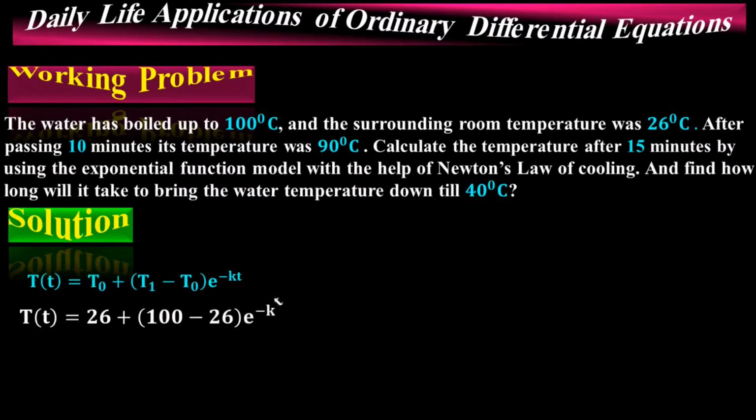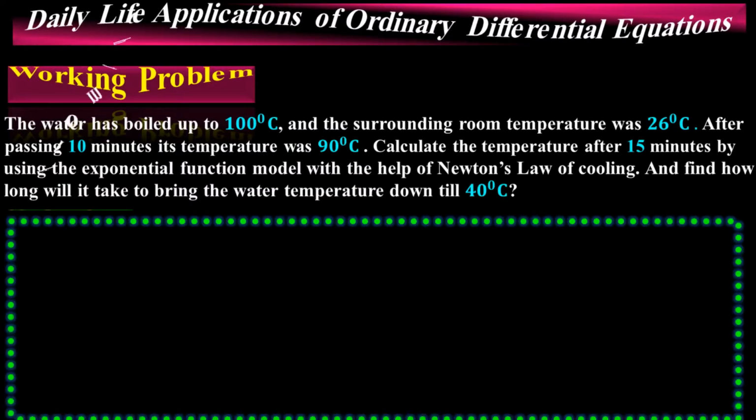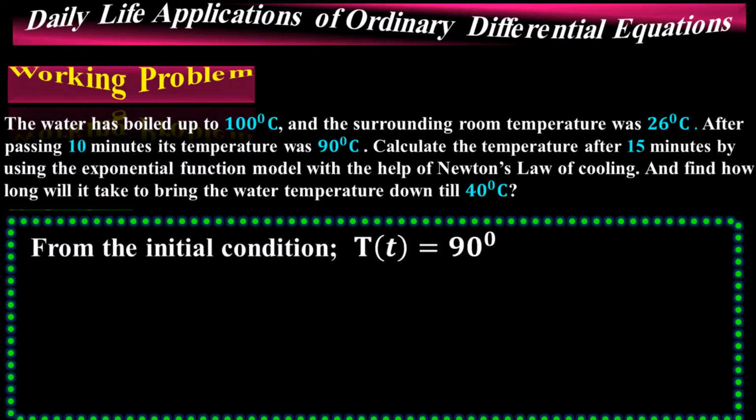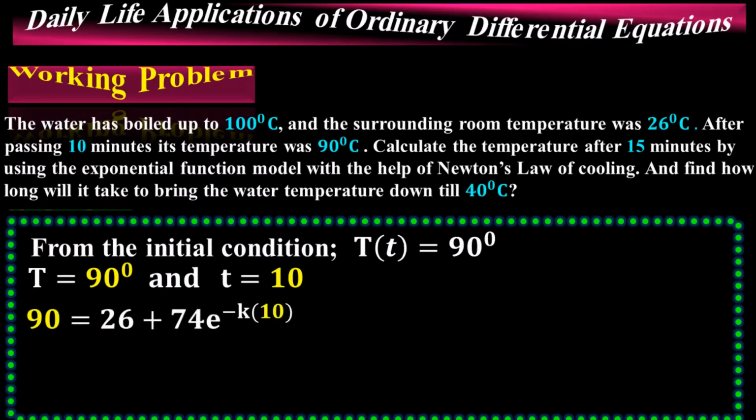So my equation is 26 plus 100 minus 26 into e to the minus kt. Simplify the equation to have 26 plus 74 times e to the minus kt. Now to find the constant of proportionality, which is k, it's from the initial condition T equals 90 degrees centigrade. When you look to the statement, my initial condition is that after passing 10 minutes the temperature was 90 degrees centigrade. Just apply this first condition and put the temperature value and the time, which is 90 and 10.